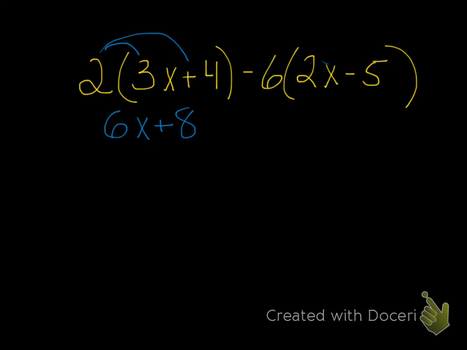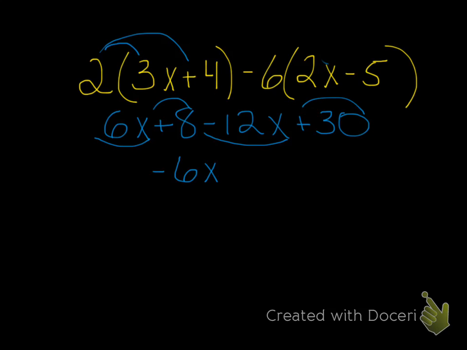Negative 6 and a 2x is a negative 12x. And then we've got a positive 30. Negative times a negative is positive, right? Combining like terms, we have 6x and a negative 12x. Different signs, find the difference and take the sign of the higher number. So that should be a negative 6x. And then 8 and 30 is 38. Oh, that was easy.